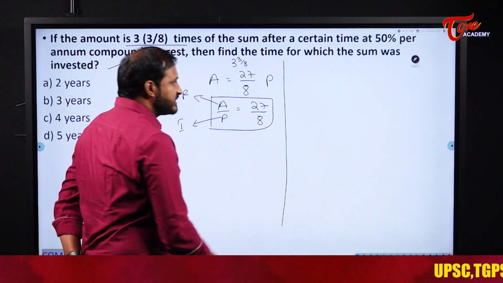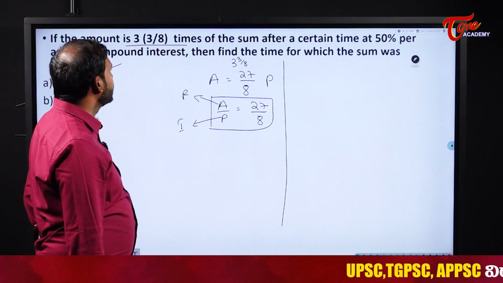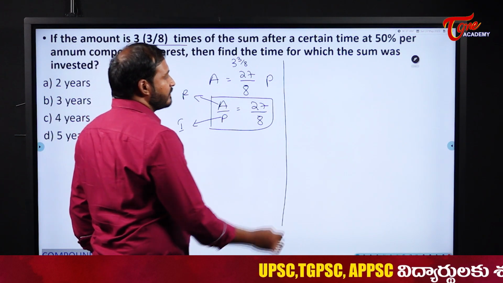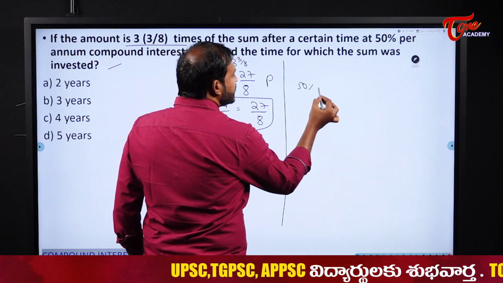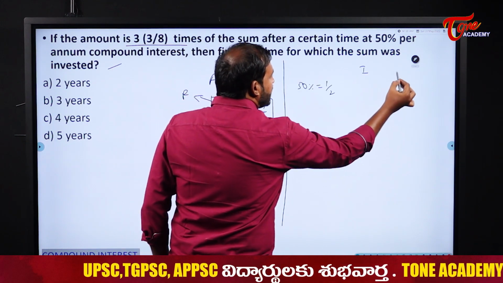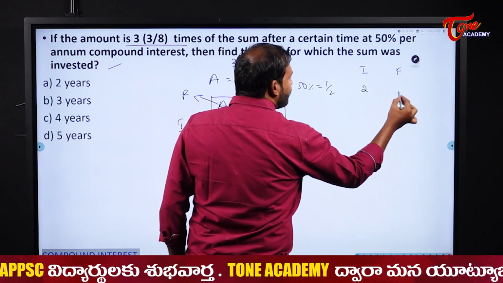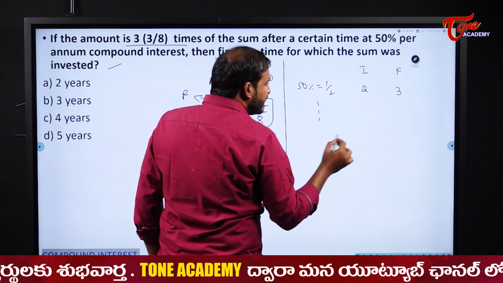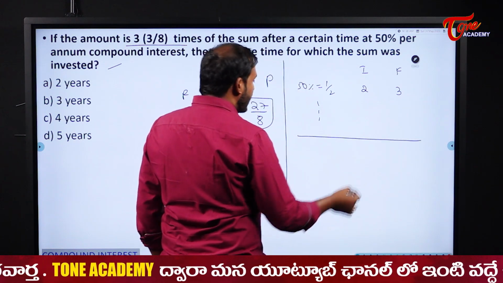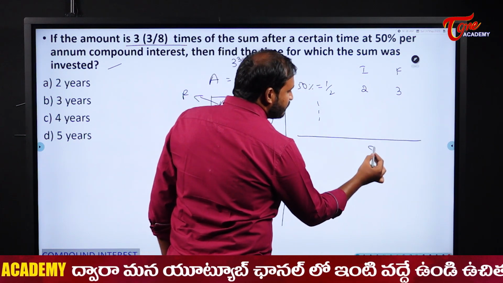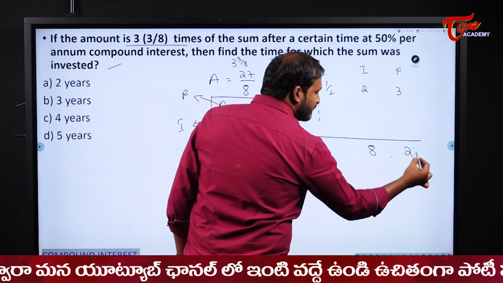Okay, now keep this aside. Now come to our question. 50% per annum. 50% means what, students? 1 by 2. So if you write initial and final, initial will become how much? 2. Final will become what? 3. Like this, for how many years it has happened? We don't know. But finally it should become what? Initial should become 8 parts and final should become 27 parts.